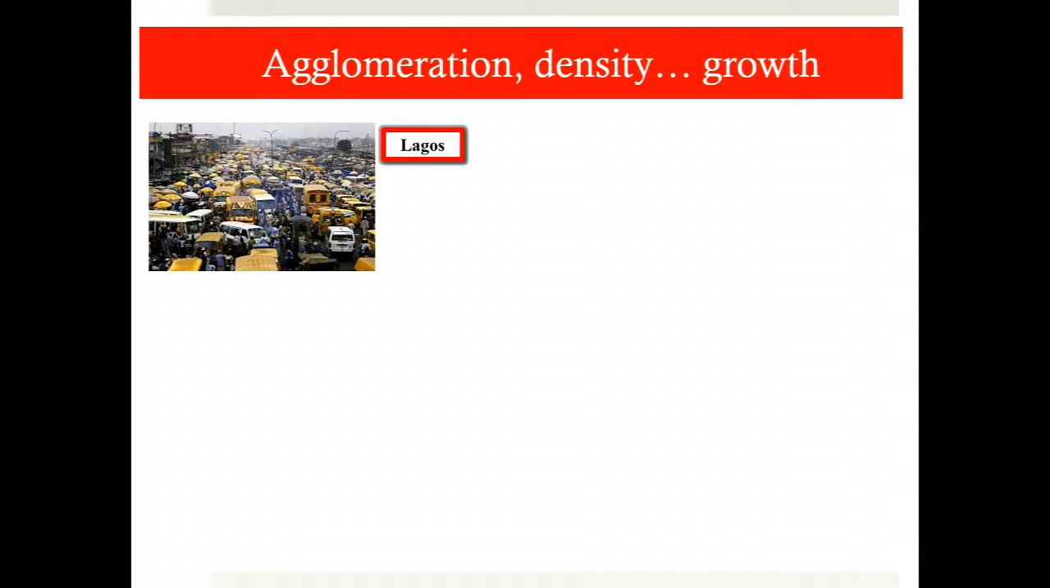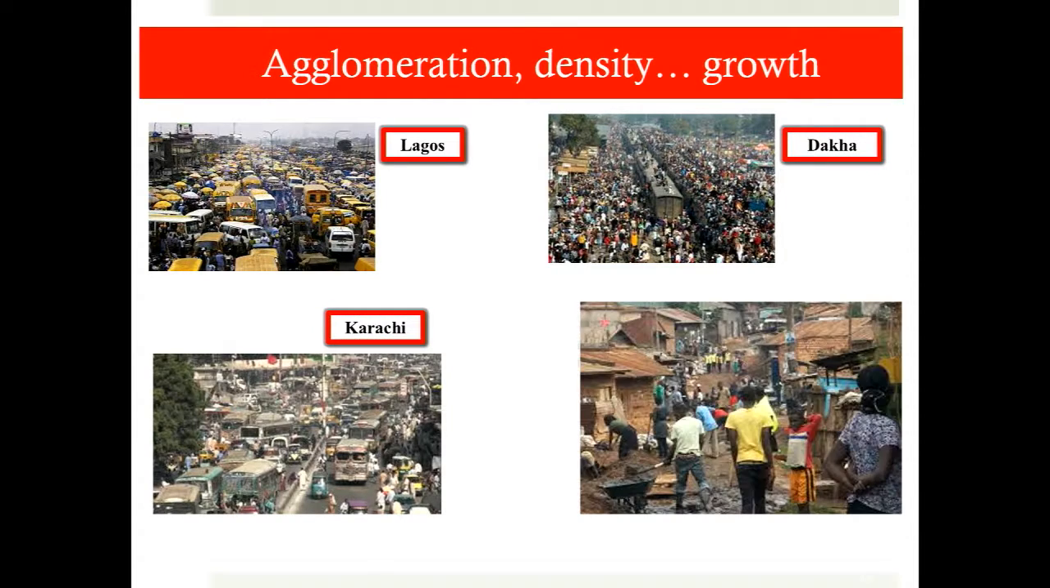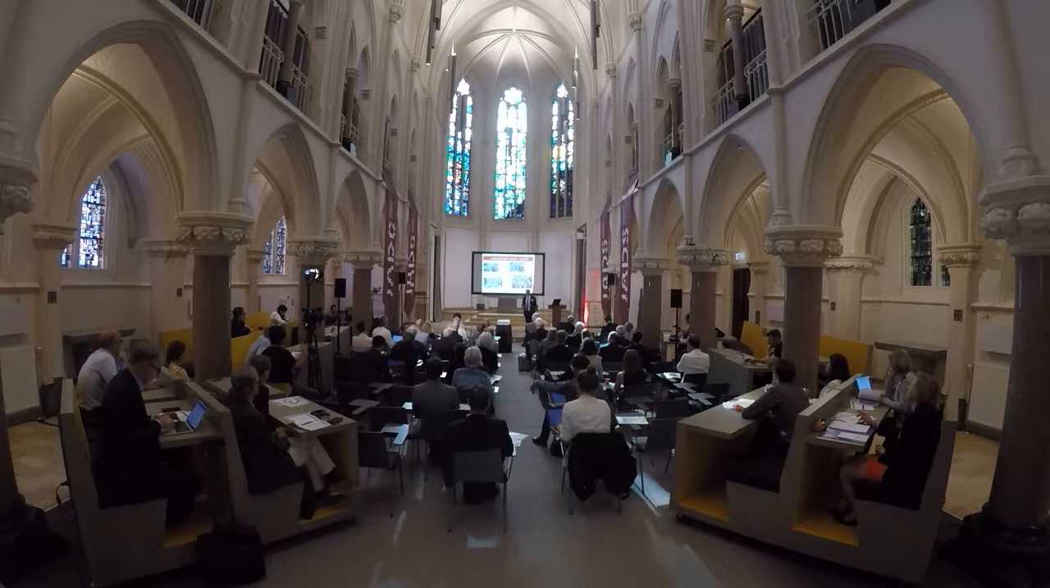And of course, when you go to many parts of the developing world, agglomeration and density doesn't necessarily mean growth. What we have seen is massive urbanization, concentration of people in places like Lagos, 21 million, by the way, places like Dhaka, Karachi, Kampala, big cities without corresponding economic growth. What we have had is jobless growth.